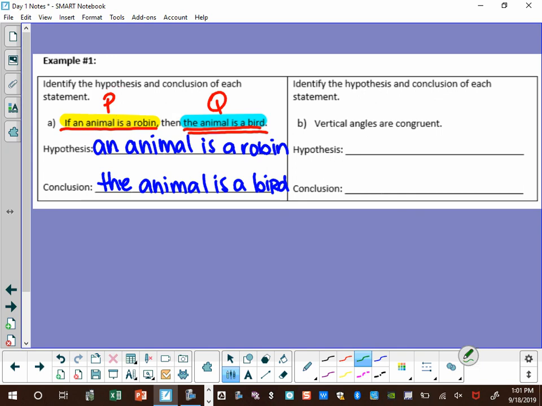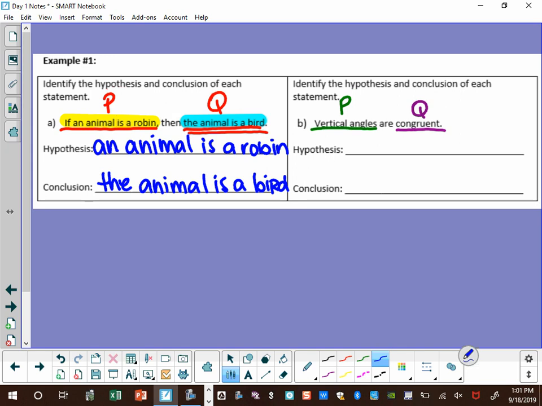What is my hypothesis? What are we talking about here? The vertical angle. So we're going to highlight that, and we're going to put P. That's my hypothesis. So Chris, what's my conclusion? What about the vertical angles? Congruent. They are congruent. Good. So we can still do this even when we don't have if and then.